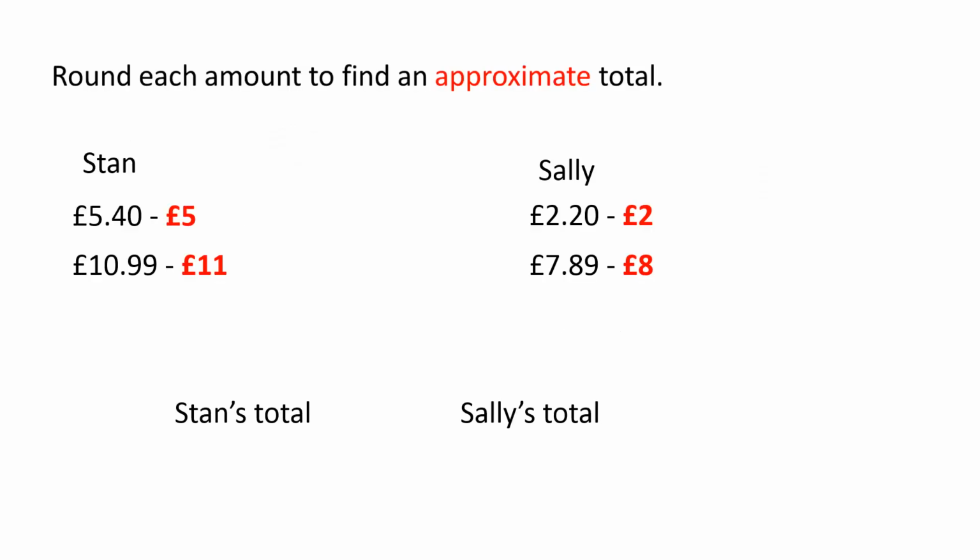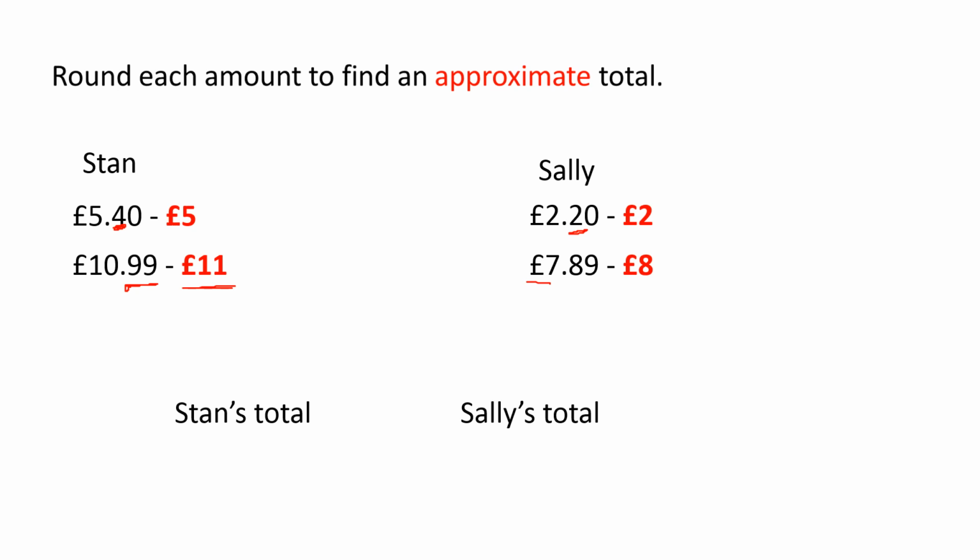Let's go through it. So for Stan, £5.40, you round it to £5 because as you see, this 4 is less than 5, so you'll round down. £10.99, you'll round it up to £11. Remember, there are 100 pennies in £1, and this 99 pence is only 1 pence short of £1. So £10.99 is much closer to £11 than it would be to £10. So you'll round it to £11. And Sally, £2.20, you round it down to £2 because this 2 is less than 5. And £7.89, you'll round it to £8 because this total is closer to £8 than it would be to £7.